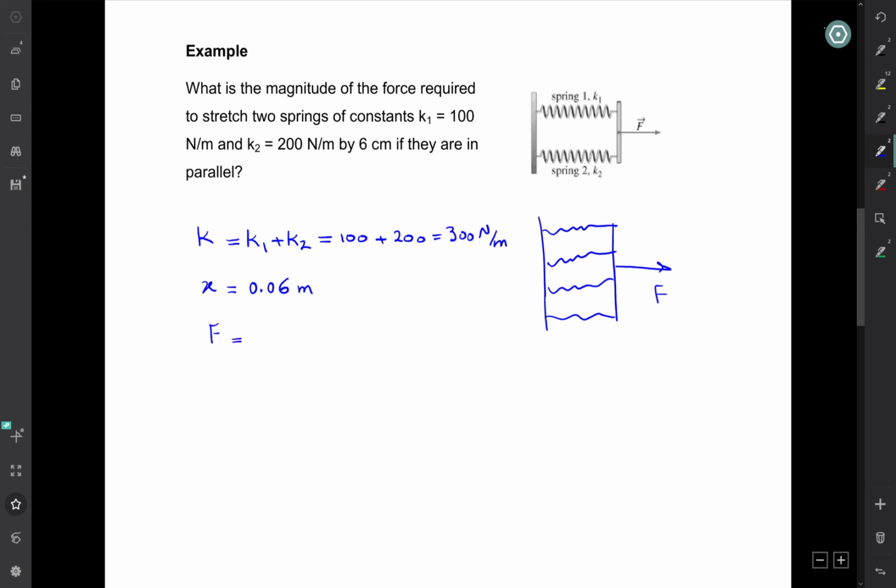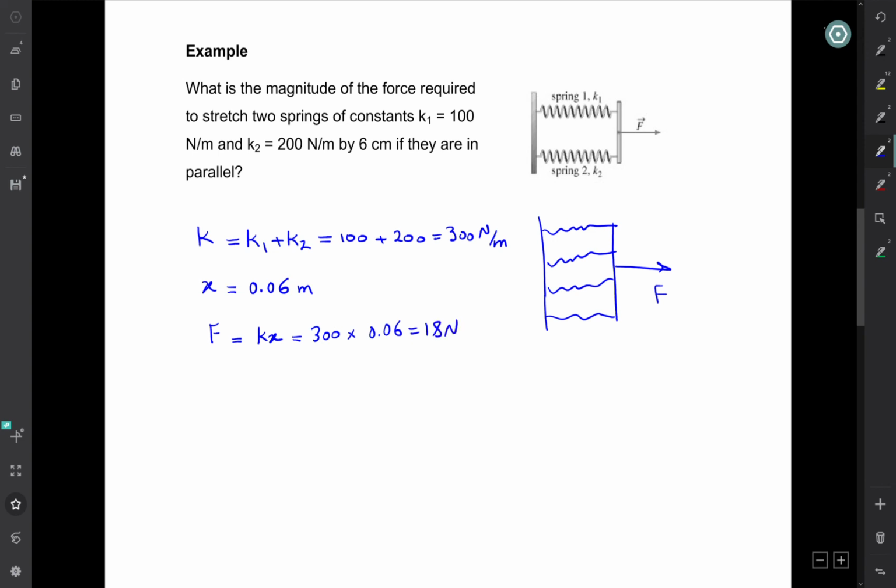Everybody knows the force of a spring is, I'm going to use kx as opposed to minus kx, because in this case, if I look at the direction, the force is pointing to the right, therefore it's a positive force. So I'm going to sub in the total spring constant, which is 300, times 0.06. You will end up getting 18 newtons.